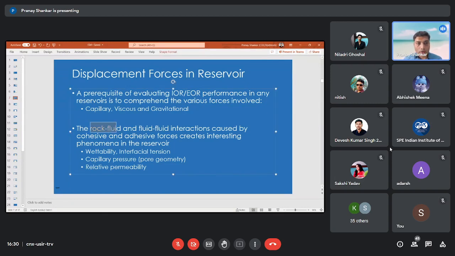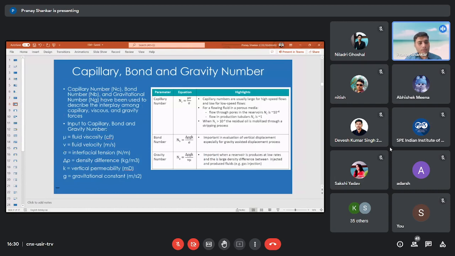So these two things, rock-fluid and fluid-fluid interaction, basically govern various properties like wettability, interfacial tension, capillary pressure, and relative permeability. And these parameters will again affect your recovery during various displacement processes like IOR or EOR, okay? These are some terminology which you all should know before you analyze any EOR projects. So maybe I will skip this, but yes, you can go through it in your literature.